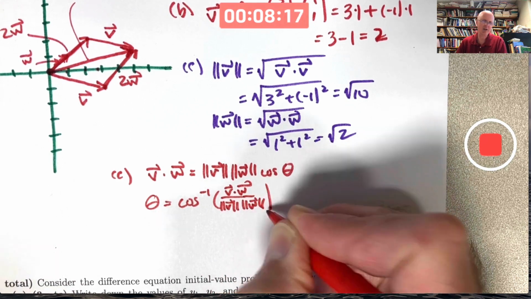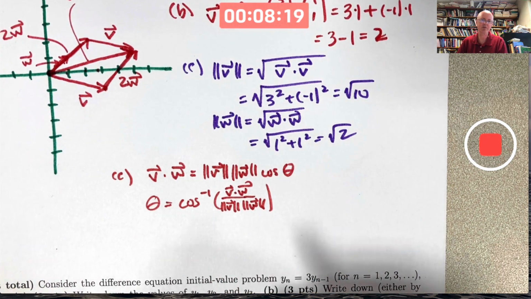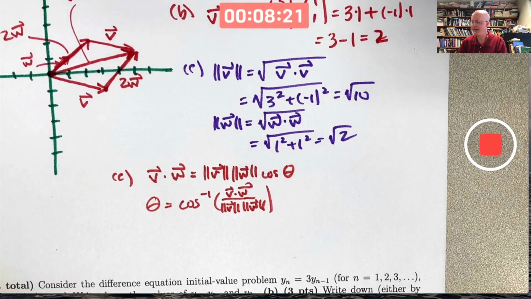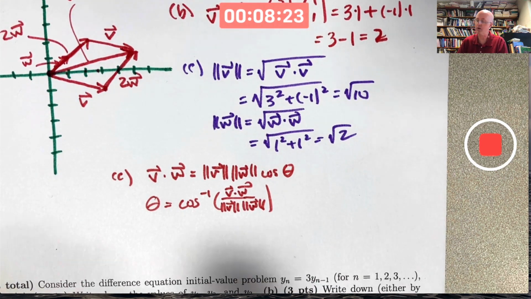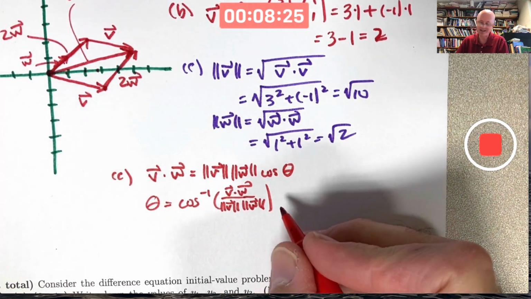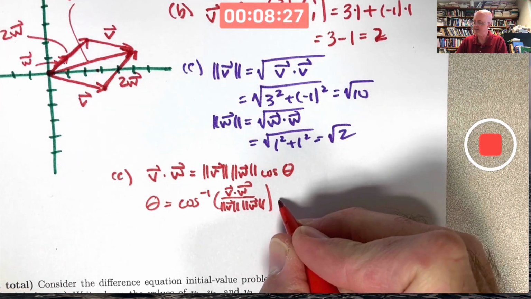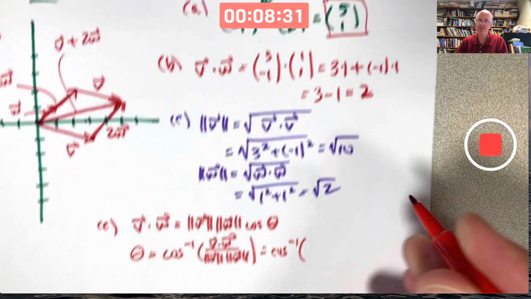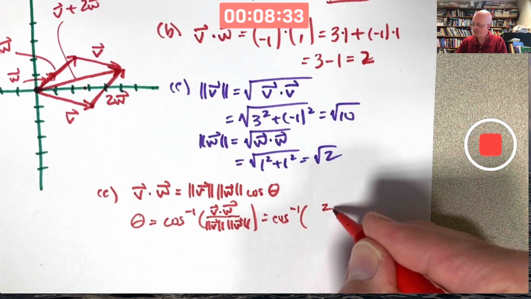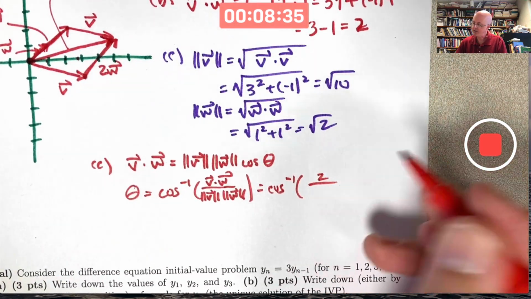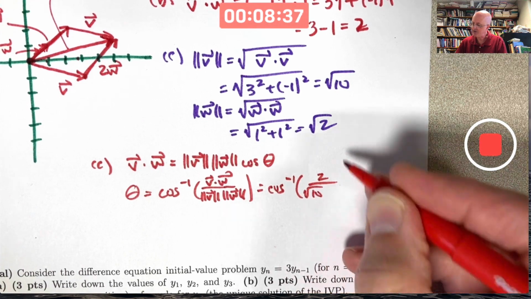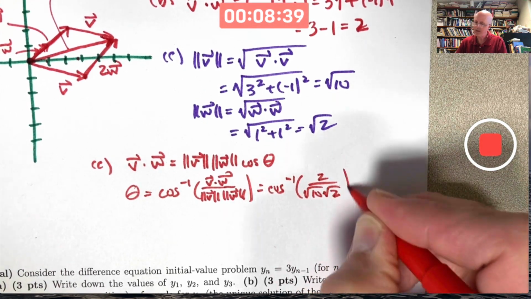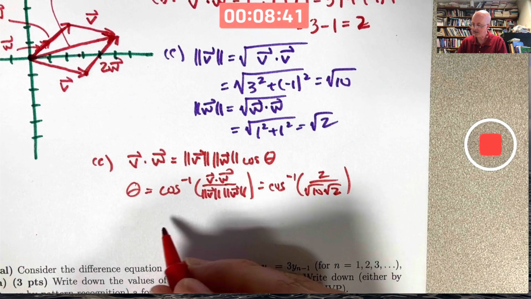Okay? You need to know that the input for the inverse cosine, also called the arc cosine, is going to be between -1 and 1. There's something called the Cauchy-Schwarz inequality that will guarantee that, even in higher dimensions. And now I can just plug in the numbers I found. V dot w was 2. The magnitude of v was square root of 10, and the magnitude of w was square root of 2. That's fine as an exact answer.